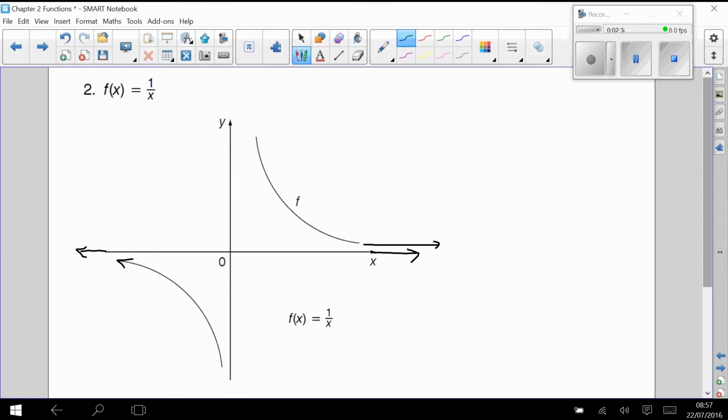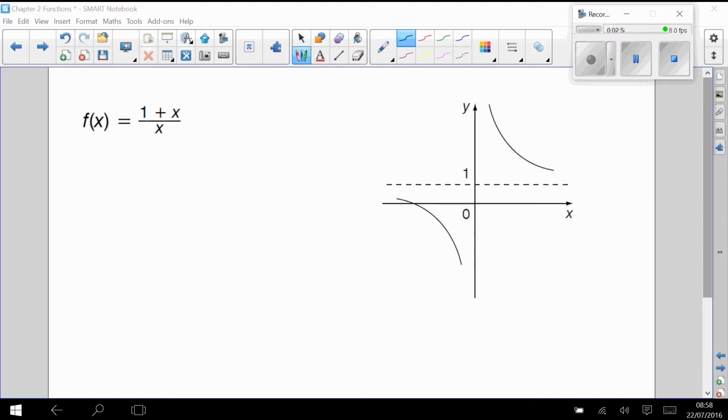Now, a horizontal asymptote is a very good way for us to know what our graph is going to do, because you can see that as x tends towards infinity or negative infinity, I'm going to tend towards the y value of that horizontal asymptote.